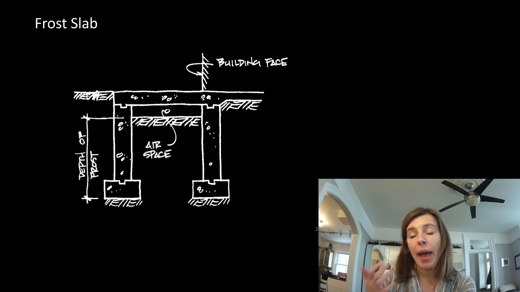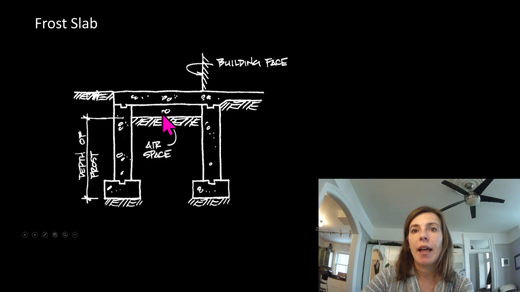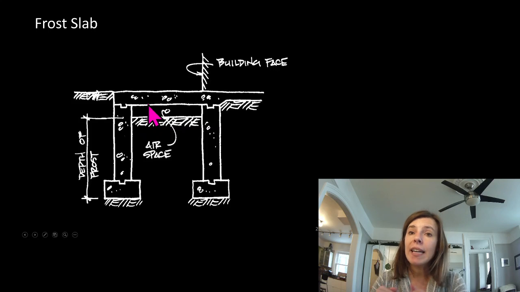If we have a slab outside, so this is a slab on grade outside, here's our building, we could do this on an insulated slab and extend our insulation out 4 feet. That's an option. Or what we'll often do is a frost slab. A frost slab gives us an air gap in between here. So this soil might freeze due to the frost coming down through the concrete. But if it heaves, we don't care because it's not going to take that slab up with it.